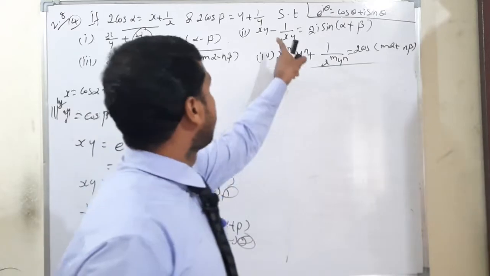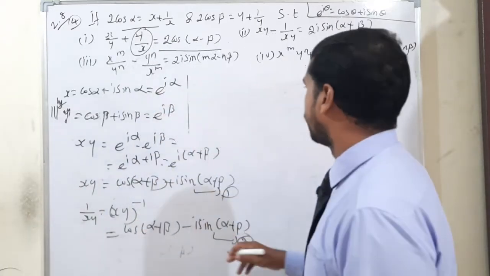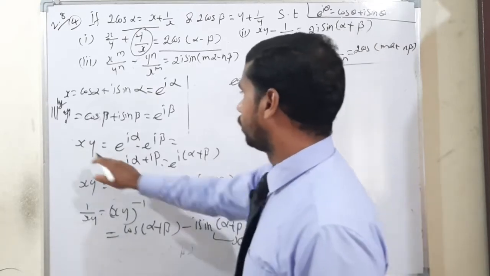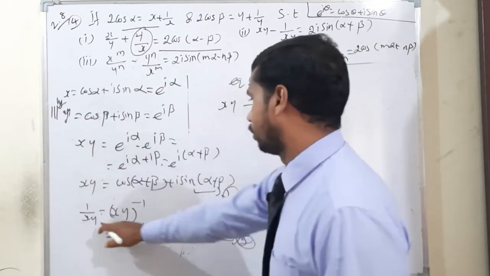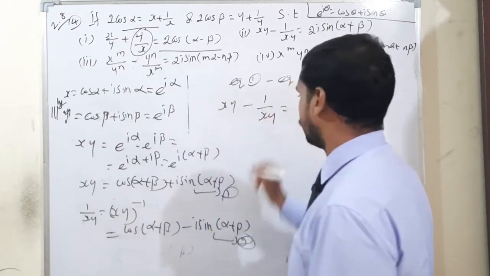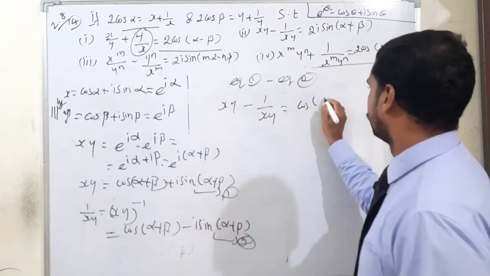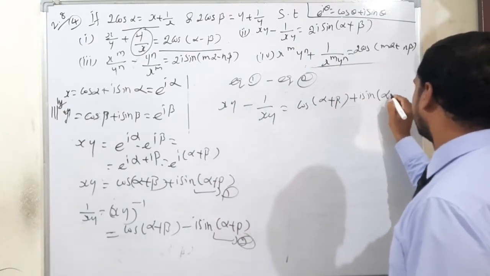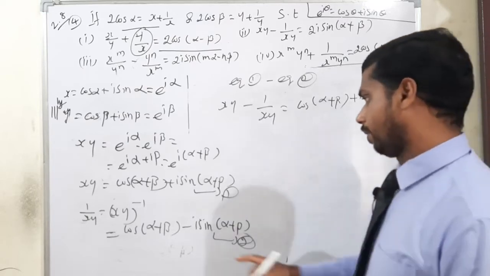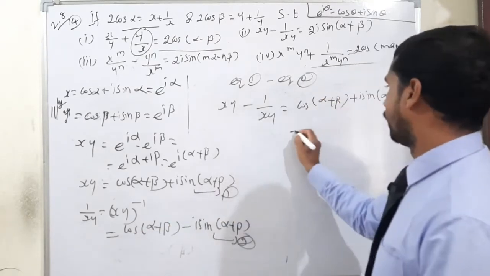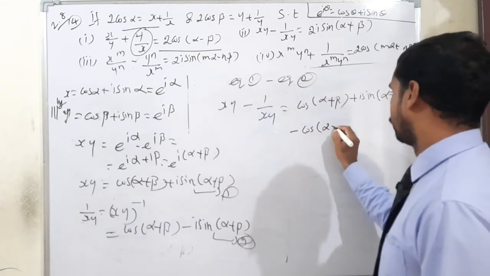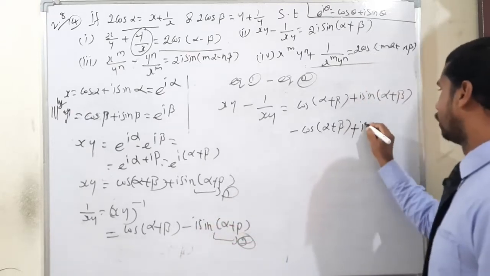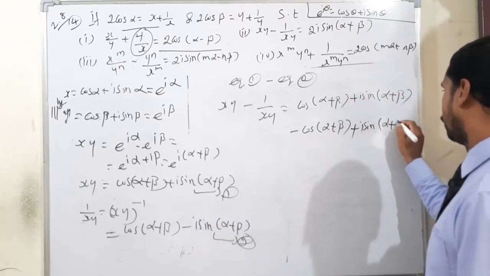So equation 1 minus equation 2. Equation 1 is xy, minus equation 2, 1/xy, is equal to cos(alpha+beta) + i sin(alpha+beta), then minus, considering it fully, minus cos(alpha+beta). Already the minus sign is there for equation number 2, therefore minus into minus gives plus i sin(alpha+beta).